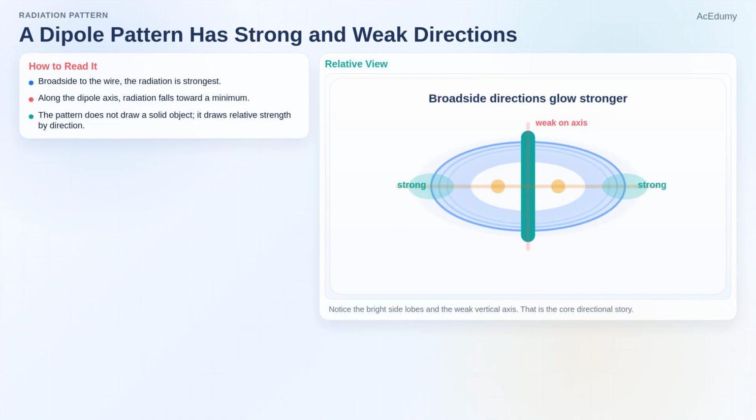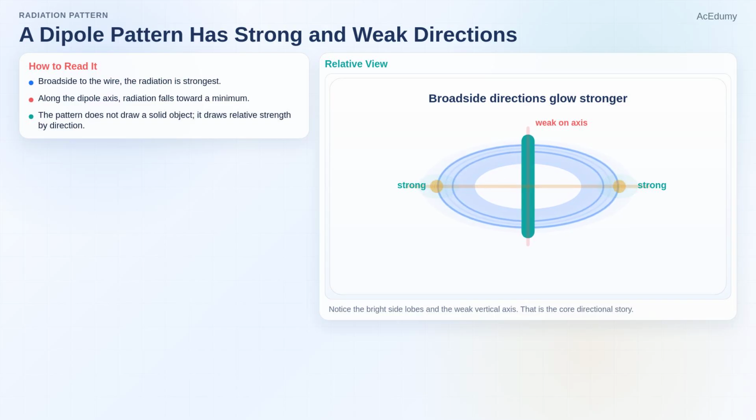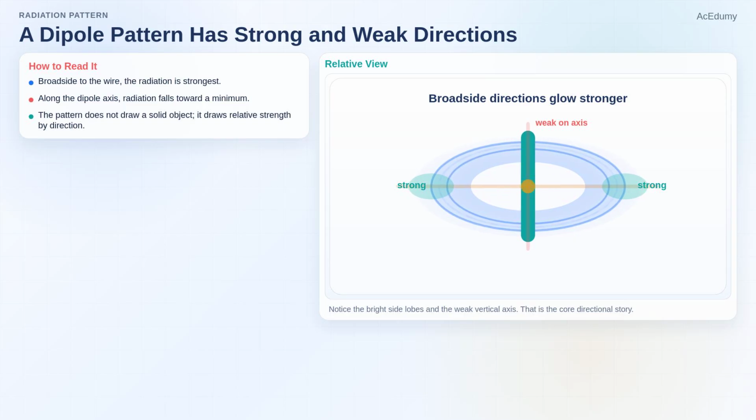A radiation pattern tells us how strongly an antenna radiates in different directions. It does not mean that the antenna creates a solid object in space. It is a directional map of relative field strength or radiated power. For a dipole, the strongest radiation appears broadside to the wire, while radiation is weakest along the dipole axis.